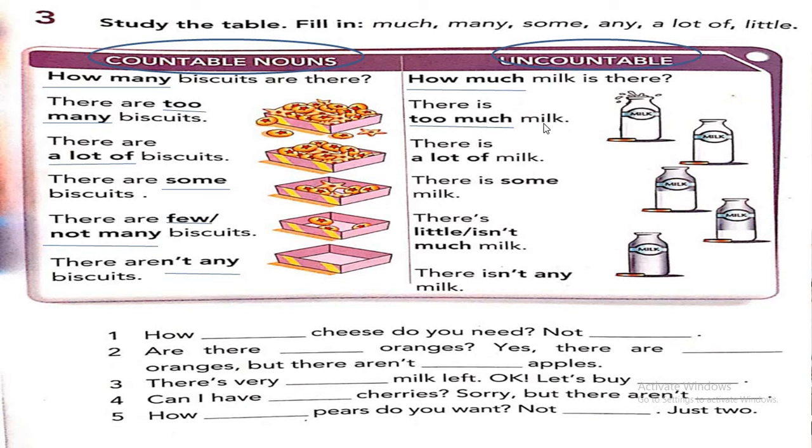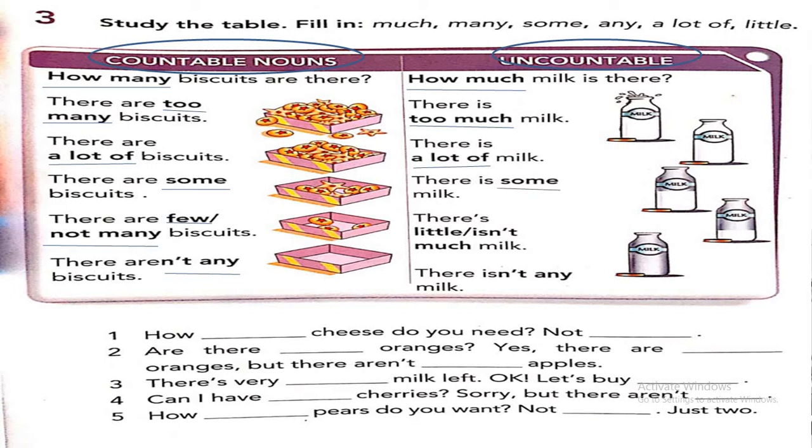There is too much milk, and please pay attention. With countables, we answer with too many. With uncountable nouns, we answer with too much. So, there is a lot of. A lot of is a kind of word from the third category, which is words that go with countable nouns and uncountable nouns.